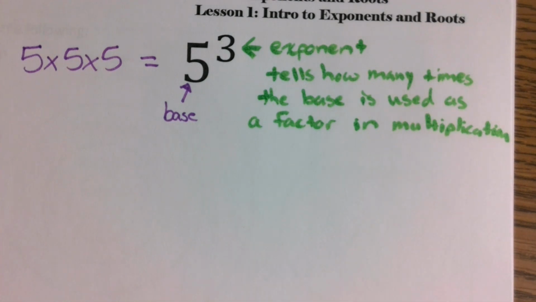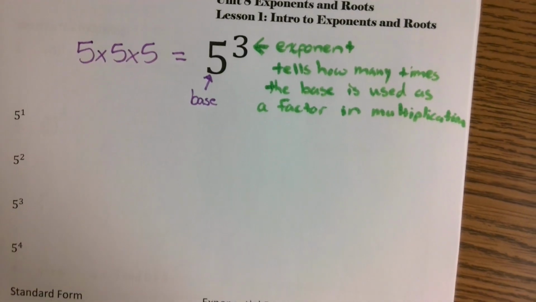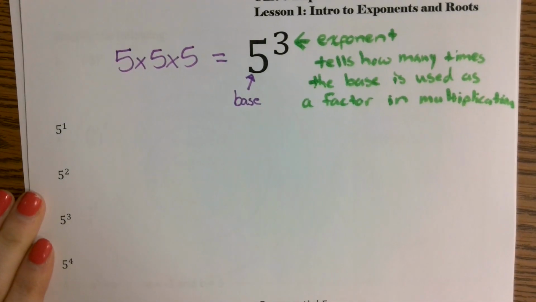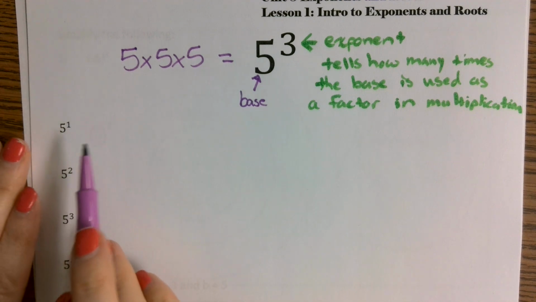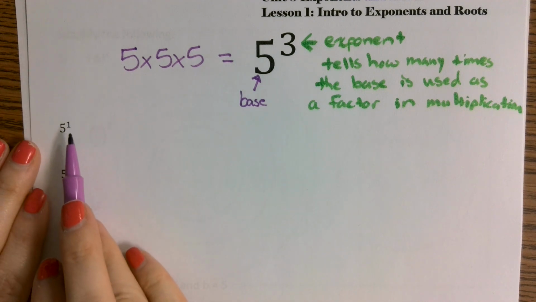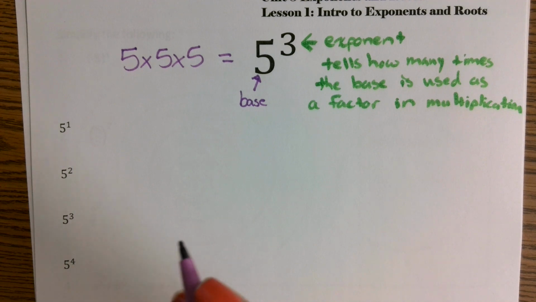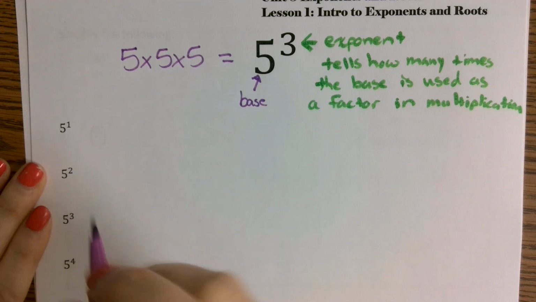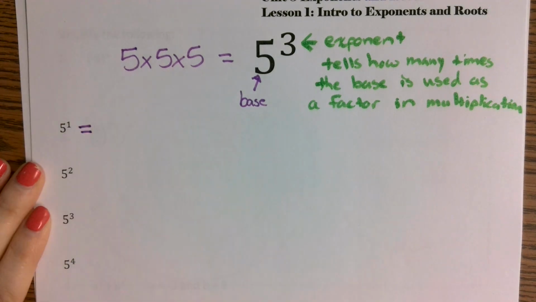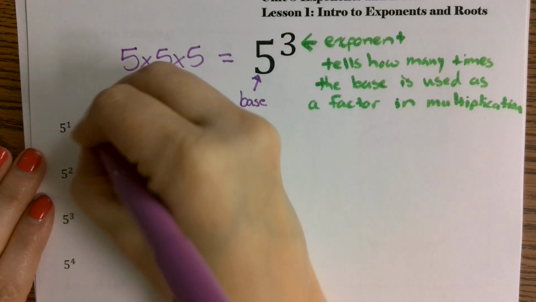Now when we read these, the way that we read our exponents or our powers is we say it's the base to the blank power, and the blank is the number. Every single value has an exponent. Every number has an exponent, even if it's not written. It's an invisible one. So 5 is also known as 5 to the first power.